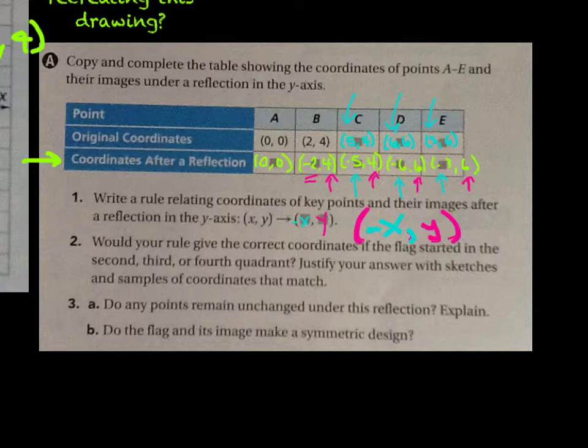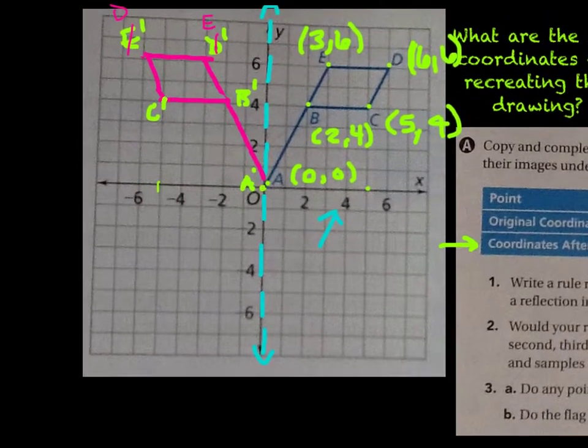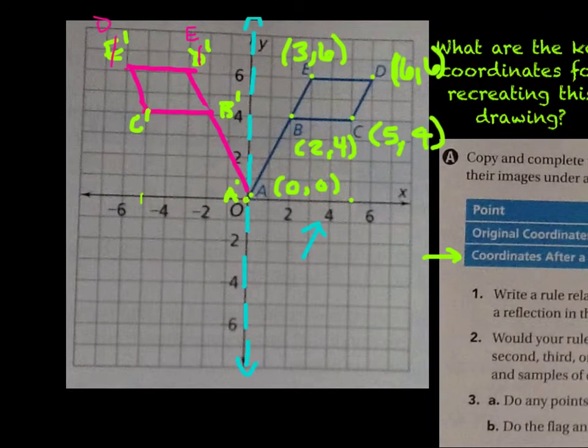Then our next question: would your rule give the correct coordinates if the flag started in the second, third, or fourth quadrant? Justify your answer with sketches or samples of the coordinates that match. So if my flag was in this quadrant, maybe the third quadrant, if I had a key point over here with maybe another key point, I'm going to say it's in the shape of a backwards L.